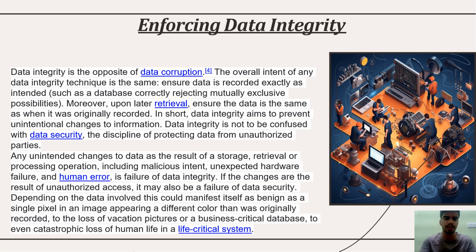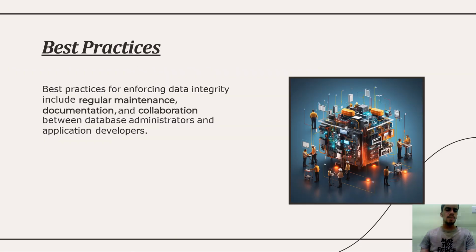Depending on the data involved, this could manifest itself as something benign as a single pixel in an image appearing a different color than was originally recorded, to the loss of vacation pictures or a business critical database, to even catastrophic loss of human life in a life critical system. Best practices for enforcing data integrity include regular maintenance, documentation, and collaboration between database administrators and application developers.